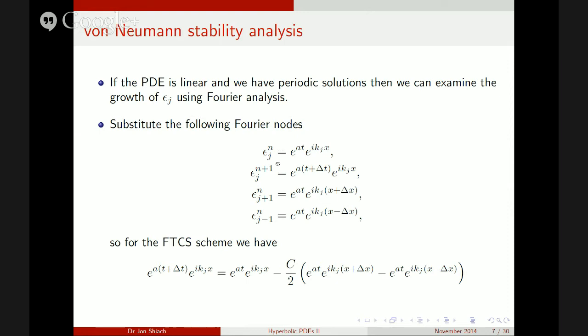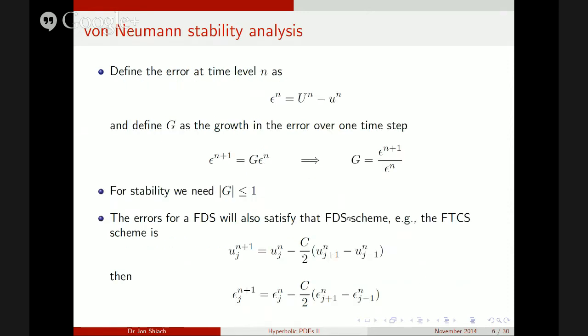Okay. What have we got here? Well, here we've got the error at the node j plus 1, so that's one node to the right. To get that, I've just replaced this x in the top one by x plus delta x. And similar with the node to the left: the j minus 1 node means x minus delta x, so I've replaced that x with x minus delta x. So these are what we call Fourier nodes.